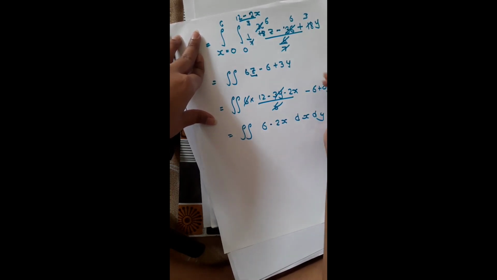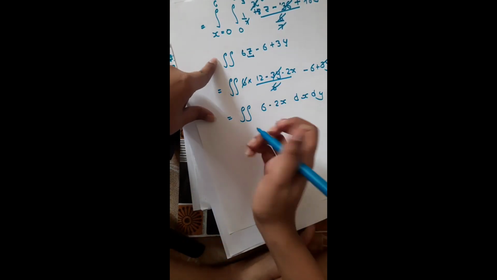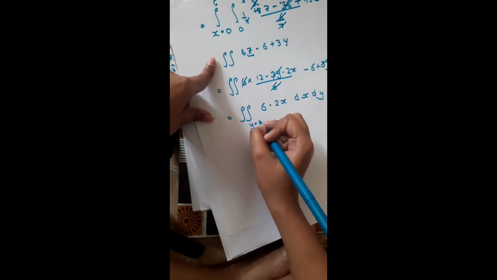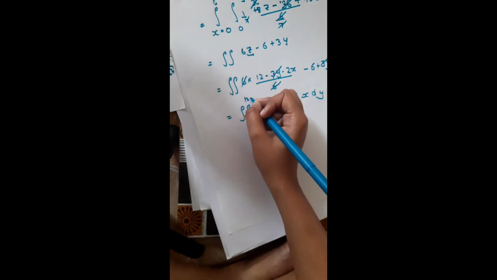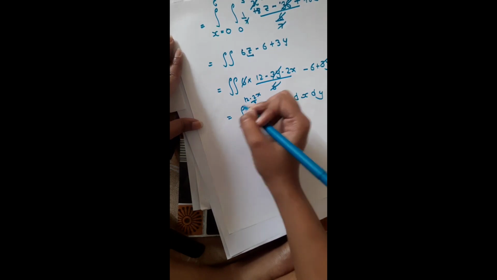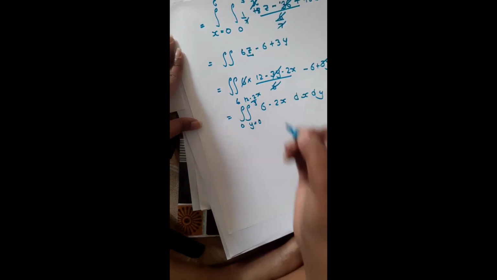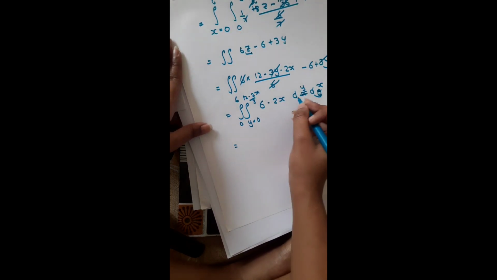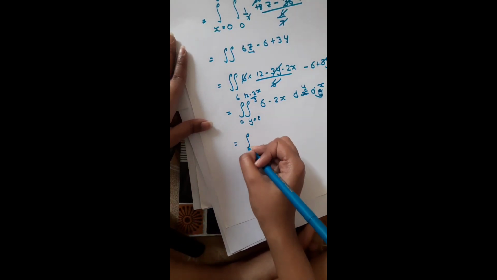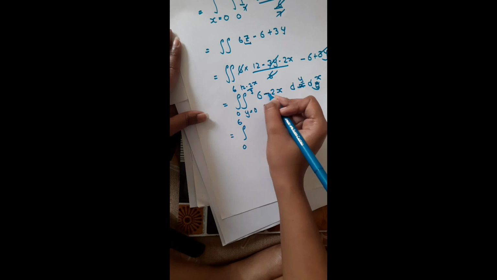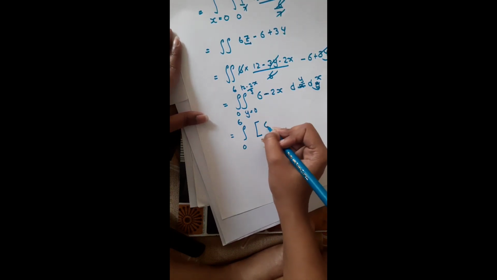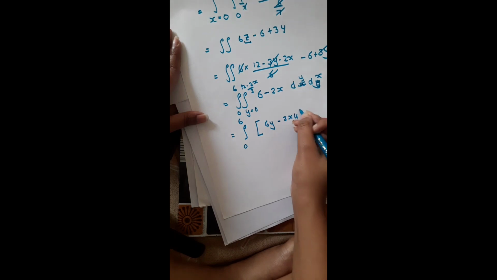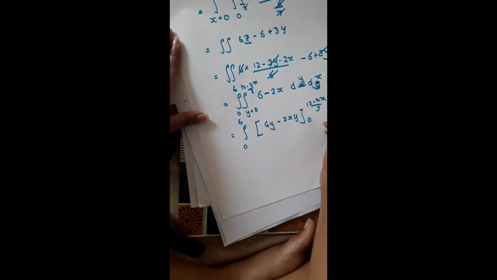Sorry, I forgot to write it over here, but you have to write it on the exam step. Okay, now we can write the limits and then substitute it. What's the limit for y? Limit for y is 0 to 12 minus 2x by 3, and limit for x is 0 to 6. So first I'll be integrating with respect to y, because y limits come first. Okay, 0 to 6. As I integrate with respect to y, 6y minus 2xy, 0 to 12 minus 2x by 3.